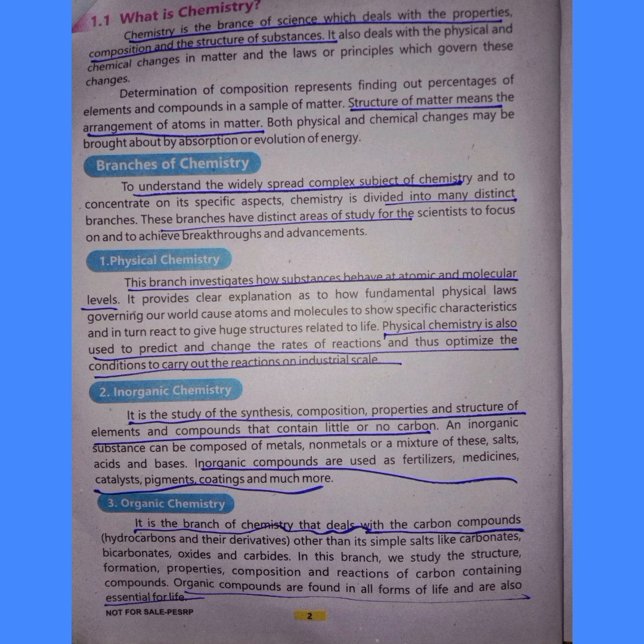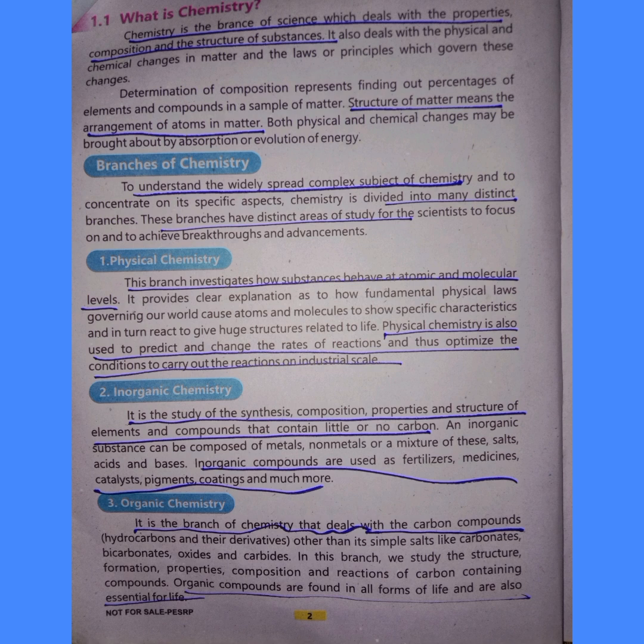First is physical chemistry. This branch investigates how substances behave at atomic and molecular level. It provides clear explanation as to how fundamental principles and laws governing our world cause atoms and molecules to show specific characteristics and in return react to give huge structures related to life. Physical chemistry is also used to predict and change the rate of reaction and thus optimize the conditions to carry out the reaction on industrial scale.